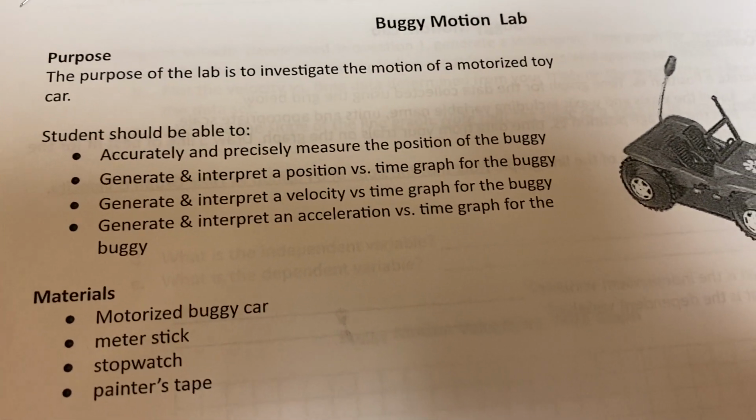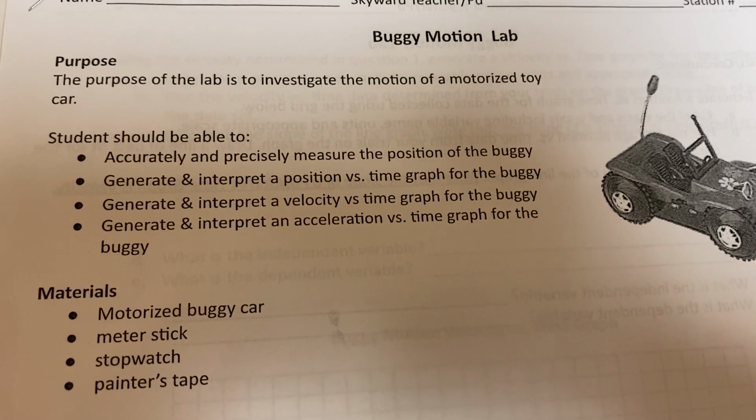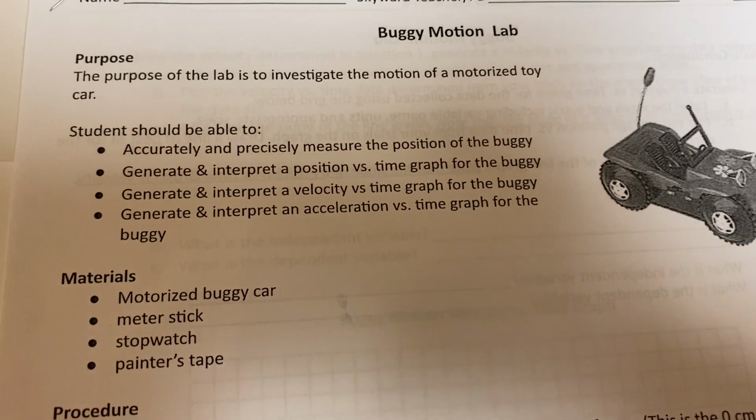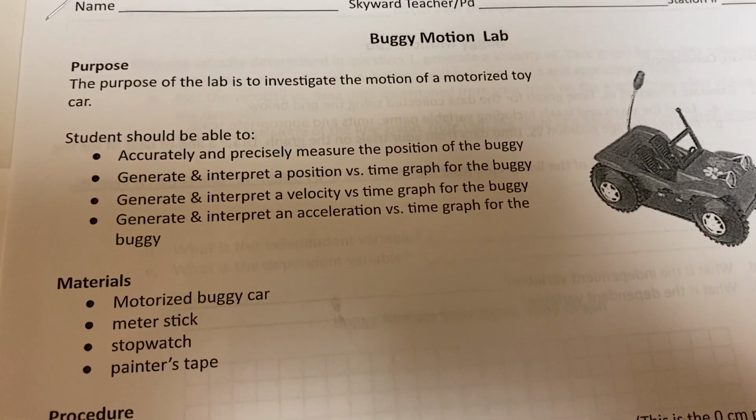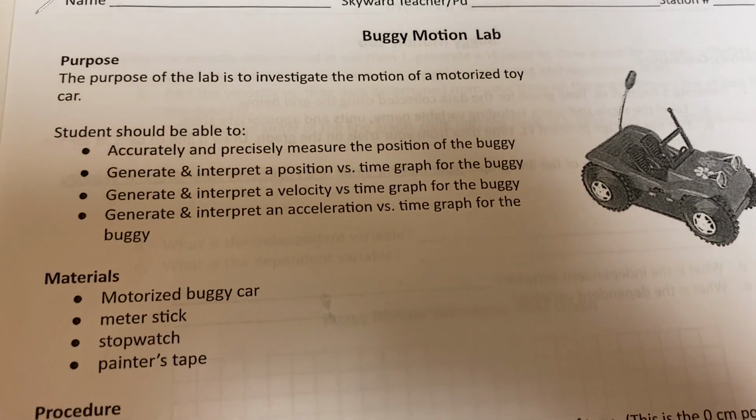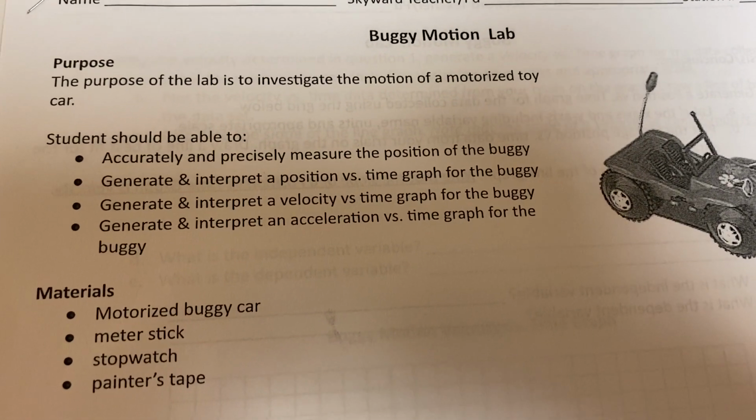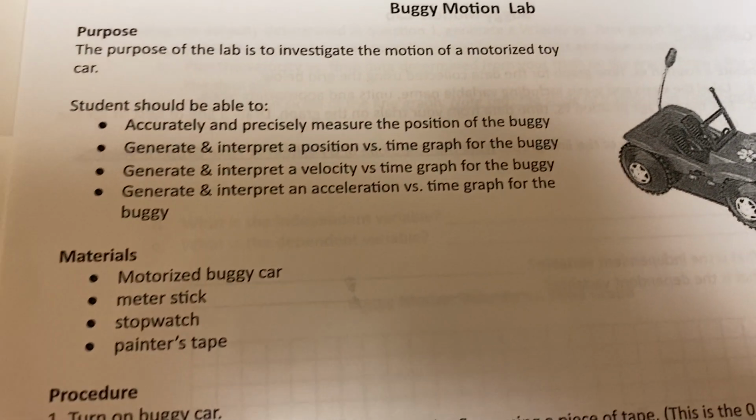By the end of this, the idea is that we're supposed to be able to accurately and precisely measure the position of the Buggy, and then generate and interpret 3 different graphs for the Buggy. The first one, position versus time, then velocity versus time, and acceleration versus time.